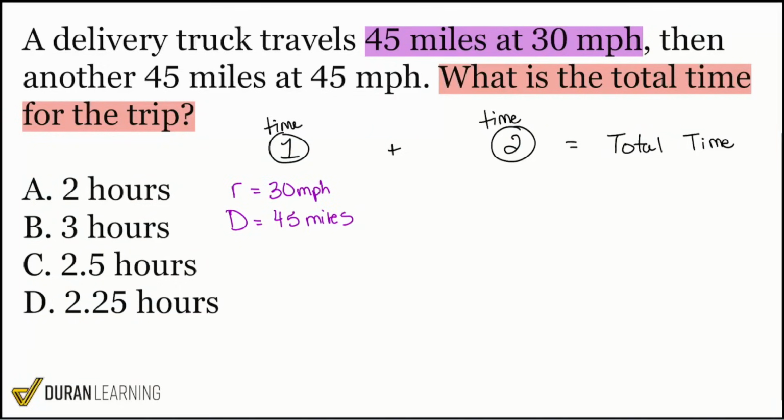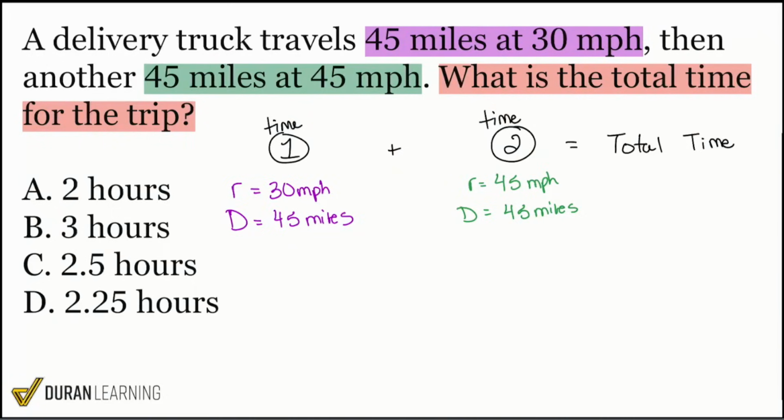And then in the second part of the sentence, it says, then another 45 miles at 45 miles per hour. Okay, great. So I'll highlight that in green. Okay, perfect. And then again, my rate here, 45 miles per hour. And then my distance, I'll just use a capital D to be consistent. That's going to be 45 as well. Okay, cool. So this is where we are.